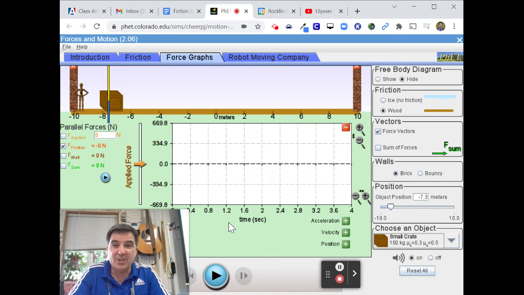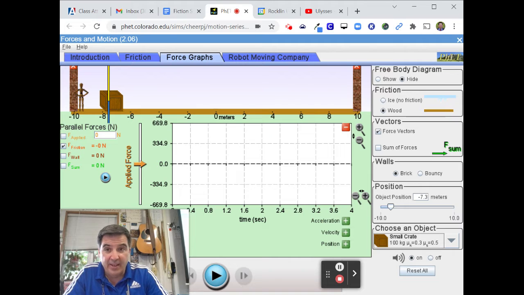Okay, what I'm going to do is compare the difference between static friction and kinetic friction. So I'm going to use this block here. I'm going to push it forward, and all it's going to show down here is the force of friction. So that's all I'm looking at, the force of friction.